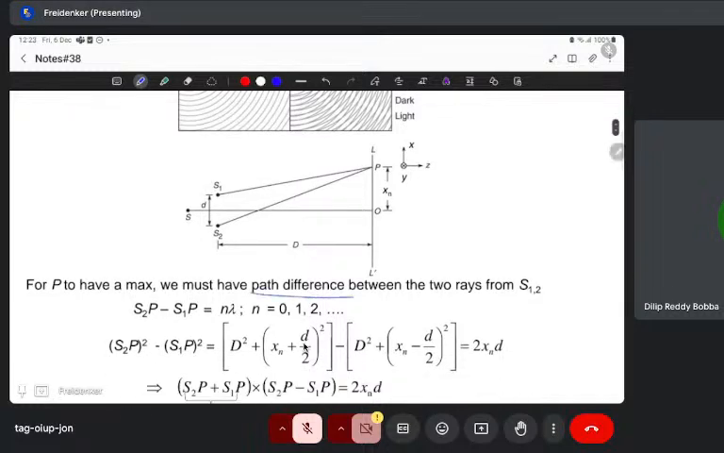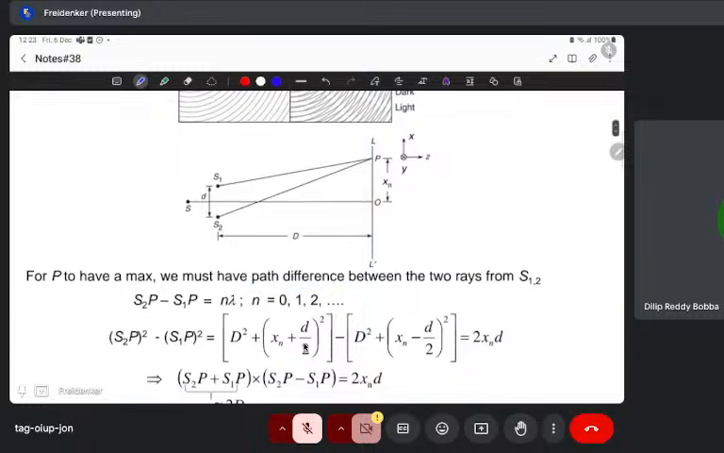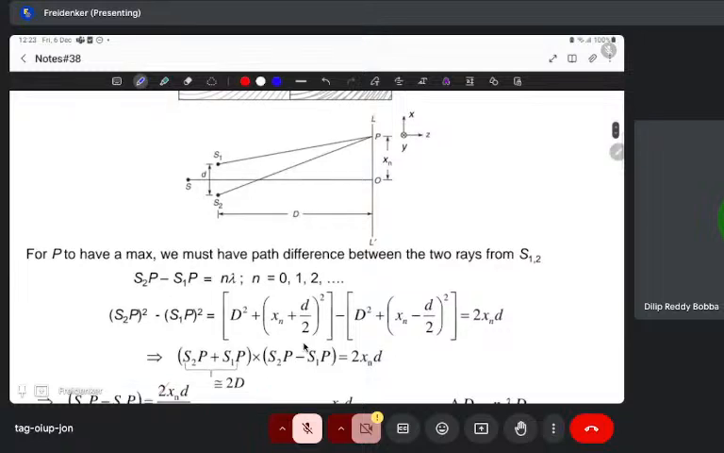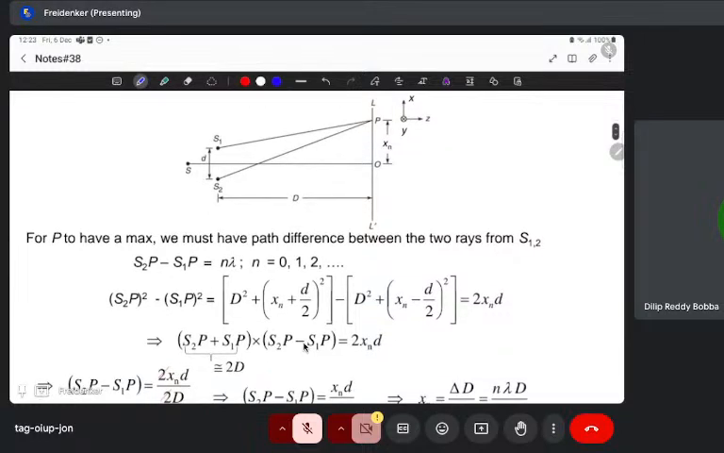Okay, now it's coming into picture. Path difference. So if you want maximum intensity, then you need maximum amplitude. Maximum amplitude means you need constructive interference. I just showed you the previous slide. If you want constructive interference, then the path difference must be a multiple of lambda.